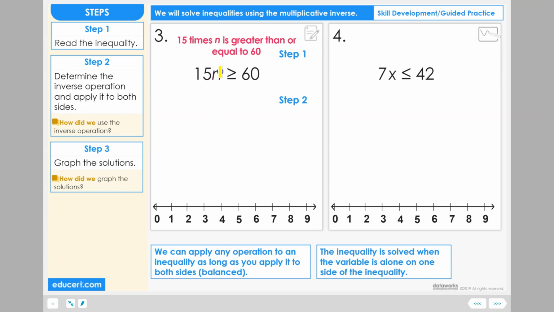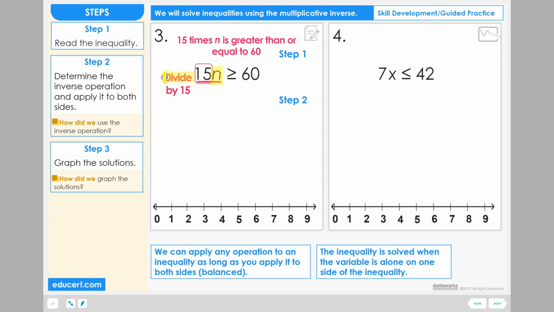We are trying to solve for the variable n, which means we want to have n all alone on one side of this inequality. Currently, we have a coefficient of 15 that's multiplying the n, and we need this 15 to turn into a 1. And we can do whatever operation we want as long as we apply it to both sides to keep the inequality balanced. The inverse operation to use is to divide by 15. That will turn this coefficient 15 into a 1.